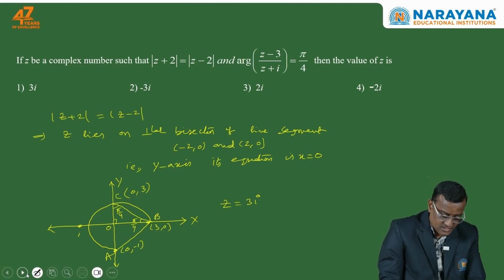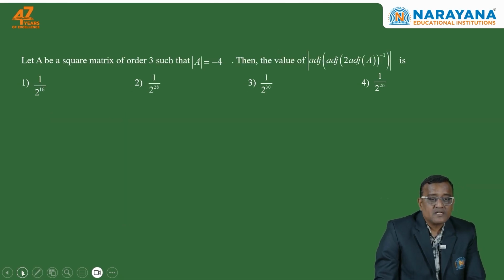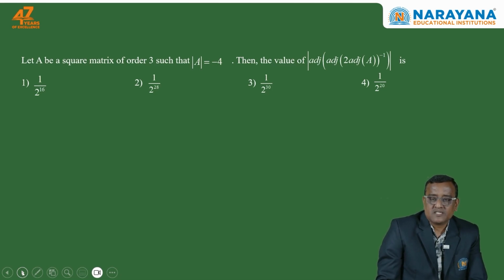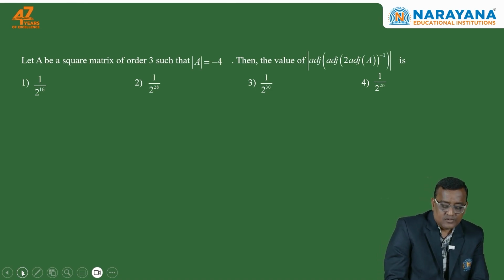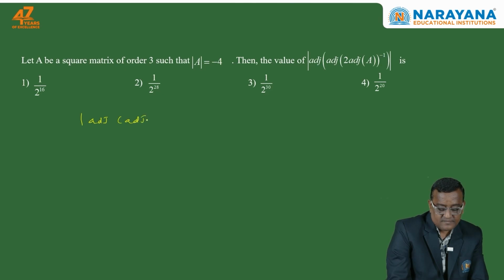Now coming to the next question. A, a square matrix of order 3 such that det A is minus 4, then find the value of det of adjoint of (2 adjoint A) whole inverse. It is based on the properties of determinant of adjoint A and determinant of A inverse. You know, if A is a square matrix of order n, determinant of adjoint A is det A power (n minus 1) whole square.